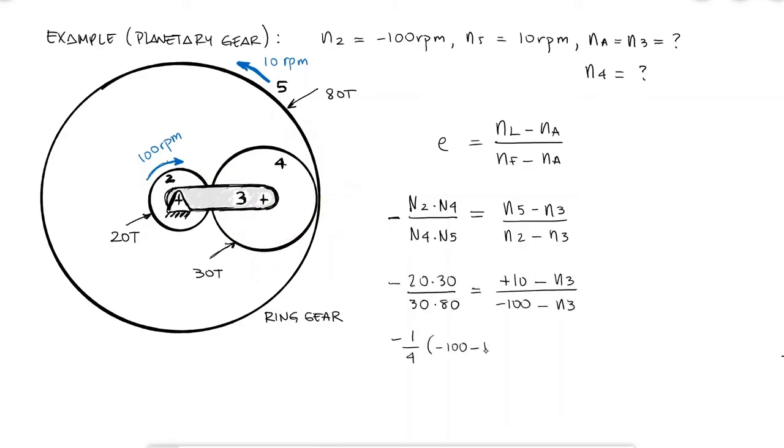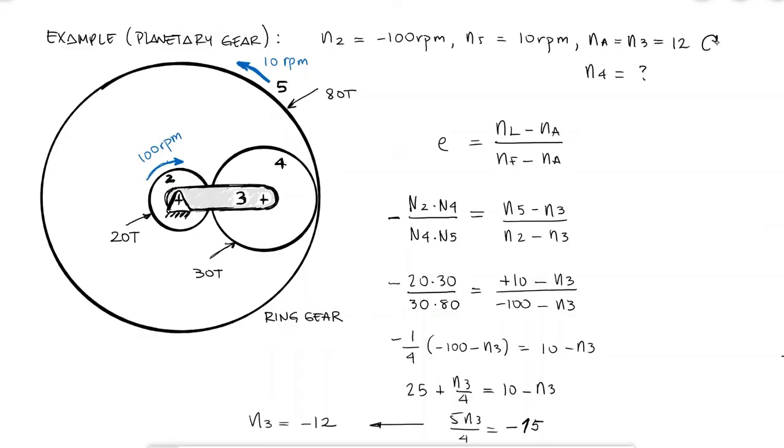Substituting the given values and solving for N3, which is the speed of the arm, would give me an arm speed of 12 RPM in the clockwise direction.